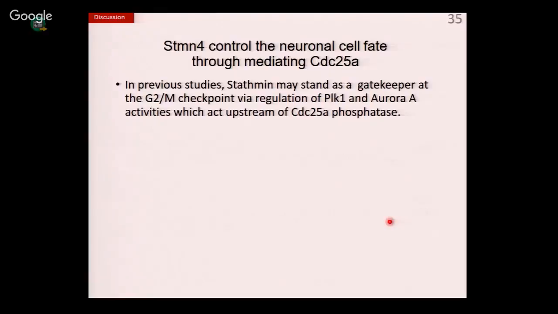Then, about the role of STEM4 in cell cycle, here are some hypotheses in previous studies. They propose that histamine may stand as a gatekeeper at the G2M checkpoint via regulation of proteins which act upstream of CDC25A phosphatase to facilitate cell cycle progression. And this is in accord with those findings that CDC25A could rescue the precocious differentiation phenotype in STEM4 morphants. It supports these studies that STEM4 controls the neuronal cell fate through mediating CDC25A, particularly during development.